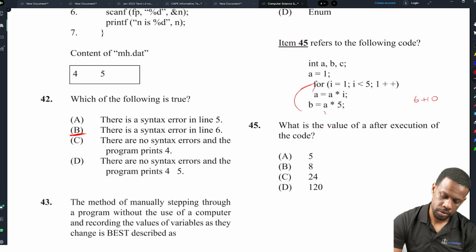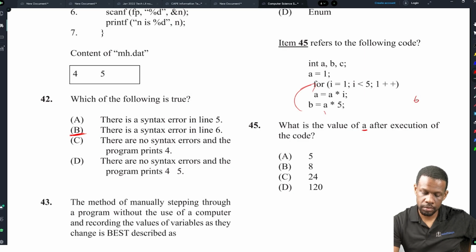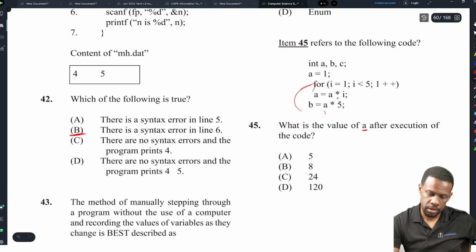No. The value of A they're asking for, my bad. So the first time will be 1 by 1 and 1 by 2, 1 by 3, 1 by 4. What? A is equal to A by I. So I will be 1, then 2, then 3, then 4. A is always going to be, oh no, A goes up each time.